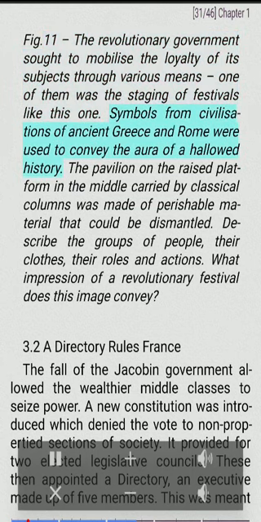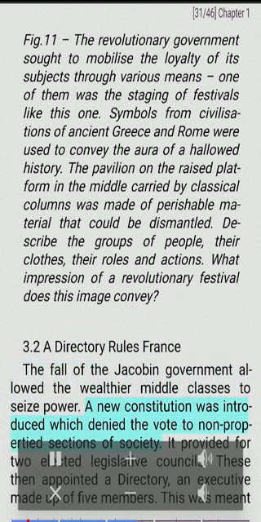Fig. 11. The revolutionary government sought to mobilize the loyalty of its subjects through various means. One of them was the staging of festivals like this one. Symbols from civilizations of ancient Greece and Rome were used to convey the aura of a hallowed history. The pavilion on the raised platform in the middle, carried by classical columns, was made of perishable material that could be dismantled. Describe the groups of people, their clothes, their roles and actions. What impression of a revolutionary festival does this image convey?